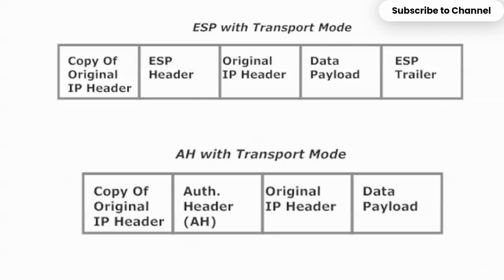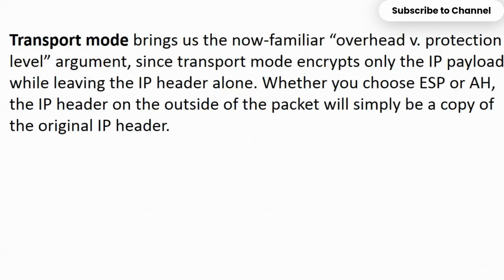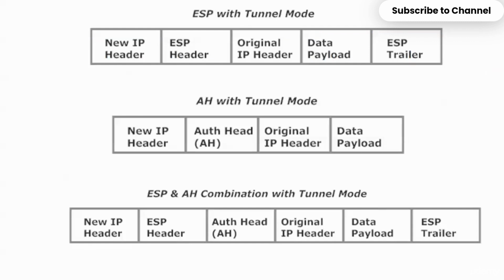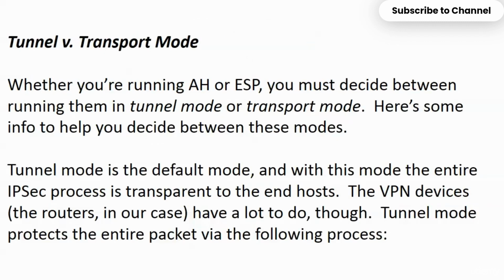So this is not as secure because you're not disguising the original IP header addresses in any way. So somebody can pick those off and start getting a little information just from there. So again, the argument here is overhead. That's what it comes down to really with AH and ESP in many cases. And when it comes to tunnel and transport mode, you've got to make that decision about overhead versus protection level.